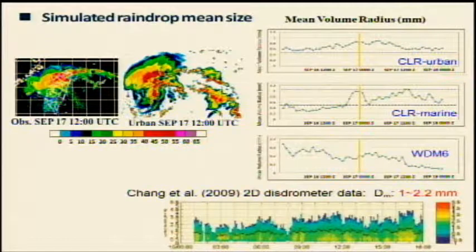Now for the urban case, it always stays within these two limits. So our size performed pretty good.